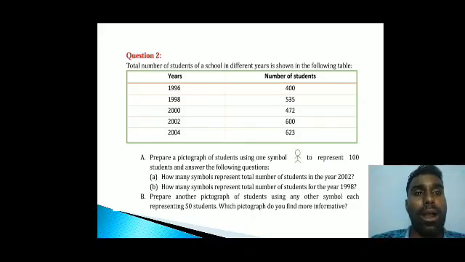First one: how many symbols represent the total number of students in the year 2002? And the second question: how many symbols represent the total number of students for the year 98? And B, prepare another pictograph of students using another symbol, each representing 50 students. Now it is your choice. You can draw any pictures. You have to represent one symbol equal to 50 students. Okay, which pictograph do you find more informative, A or B?